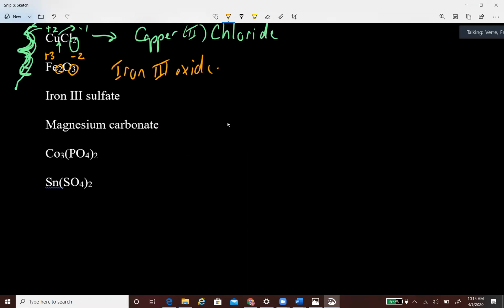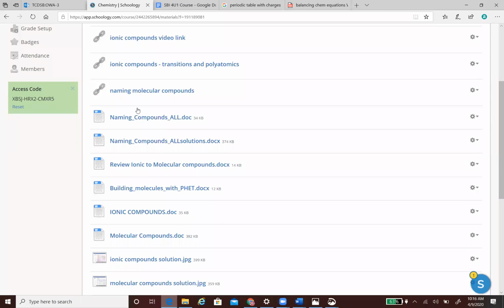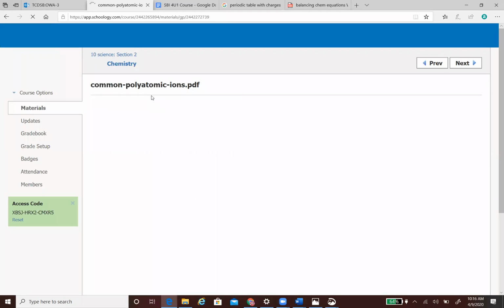Now, I saw from the chat that it seemed that the polyatomics were a big issue. Is that what I'm getting? Is that the case? Okay, so it says you guys went over molecular and ionic, but we didn't do polyatomic. Okay, cool. So I did put up a chart here that says common polyatomics. So let's just open that up.